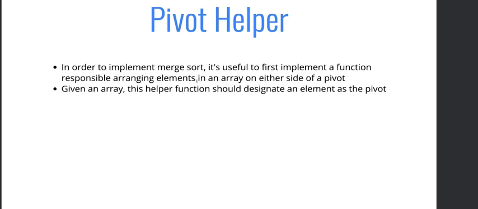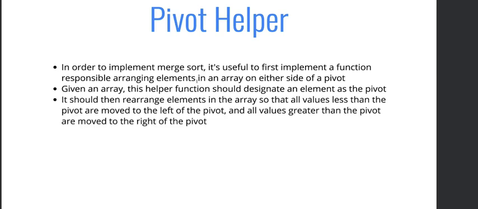Welcome back. In this video, we'll write the first part of Quicksort. Just like with merge sort, we implemented the merge helper first. We're going to do the same thing here. You might hear this called partition or pivot. It does the same thing. So we're going to write a function that, given an array, designates an element as the pivot point, and it should rearrange elements in the array.